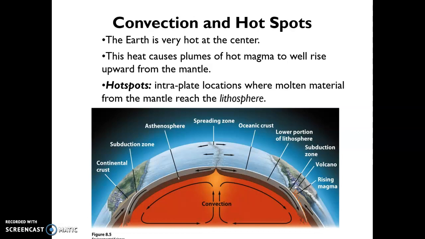So we're at 12 minutes on this video, so I think I'm going to pause it here, and we'll continue with the theory of plate tectonics on a different screencast.